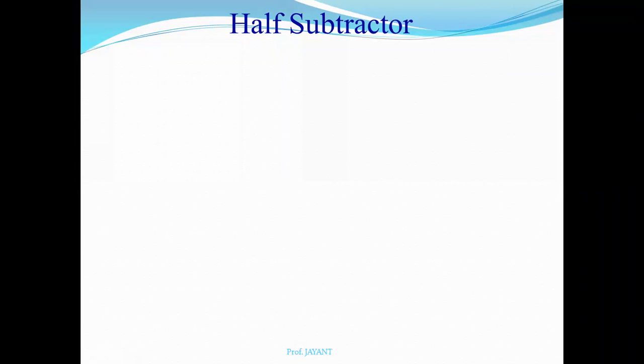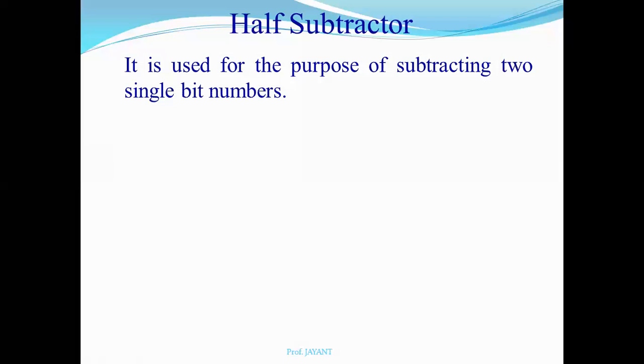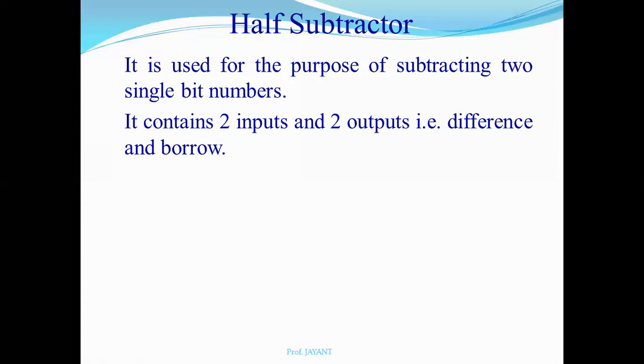So first we see the half subtractor. A half subtractor is used for the subtraction of two binary numbers. It is used for the purpose of subtracting two single bit binary numbers. It contains two inputs and two outputs. The two inputs are A and B, and the two outputs are the difference and borrow of those two inputs.